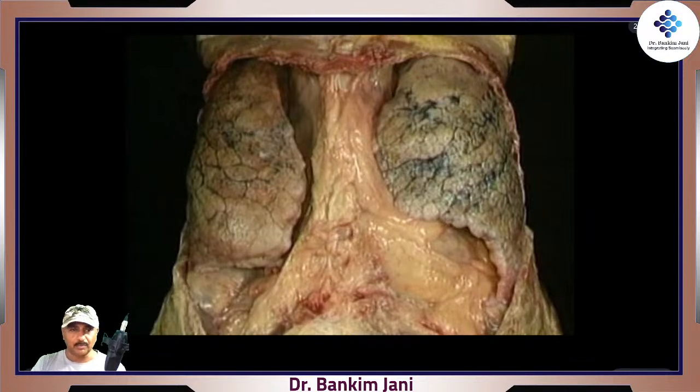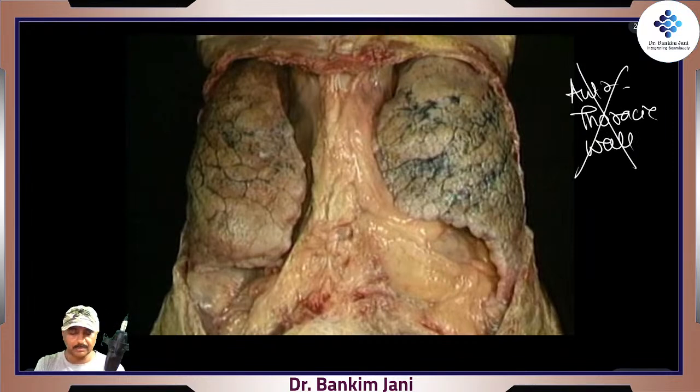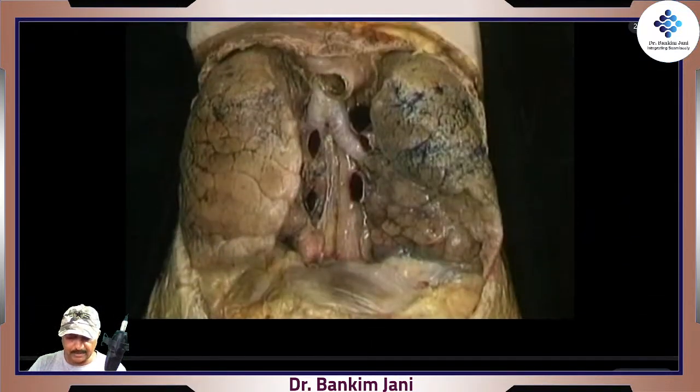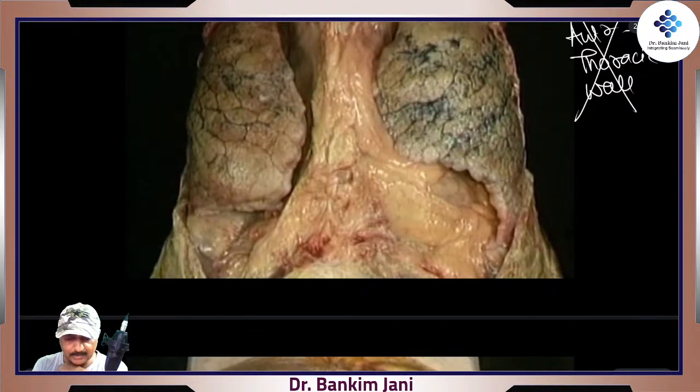See, one more, right, over here, the anterior thoracic wall, that has been removed. So lungs and the mediastinum, that is seen quite properly, right? But in order to see the rest of the structures, see what we have done. What we have done is we have removed the heart, right? See, over here, this one is the heart.